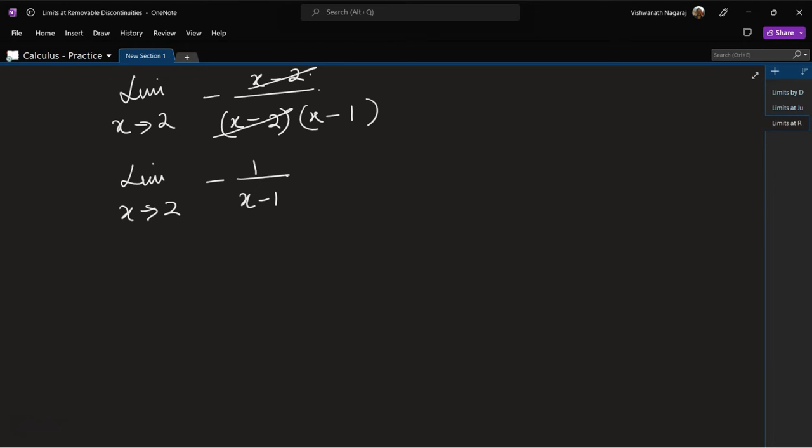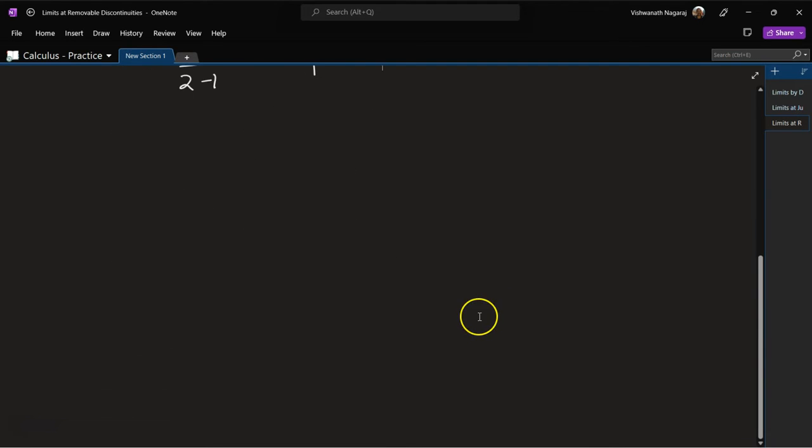Now we can do direct substitution. So this would be equal to minus 1 by 2 minus 1, which is equal to minus 1 by 1, which is minus 1. Okay, so that is the first problem. Now let's look at the second problem.